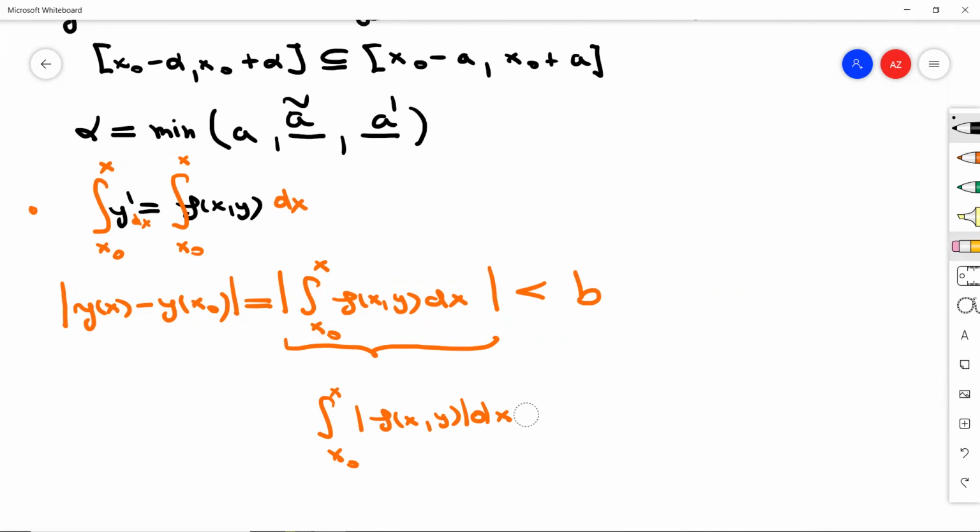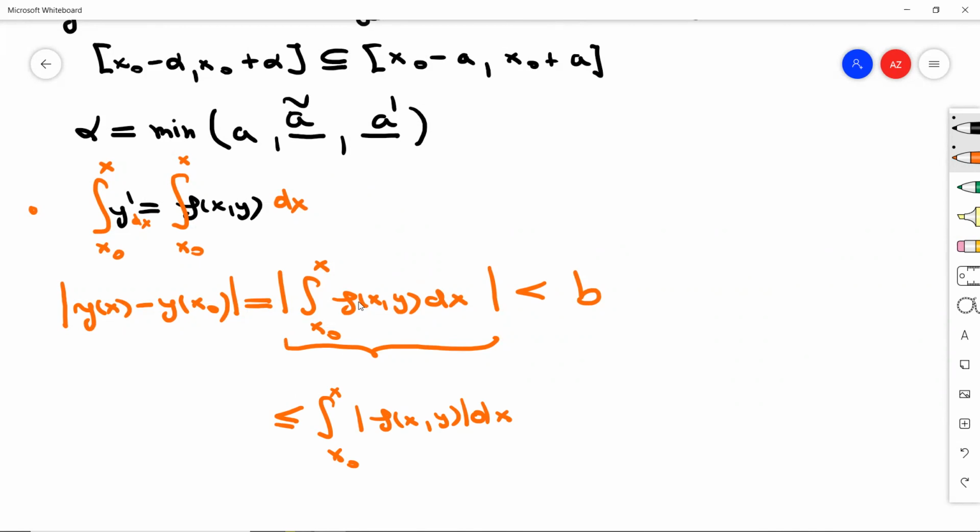Why? Because if f is always positive, then the absolute value outside or inside the integral is the same. However, if f changes signs, then if we integrate the absolute value of f, we will get more than if we integrate f and then take the absolute value. So this is smaller than the integral of the absolute value of f.